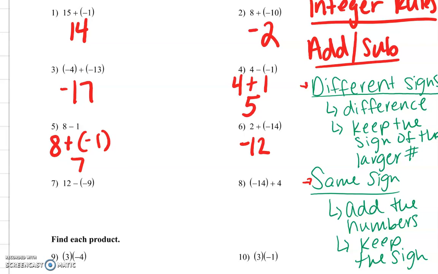Number 7, we have to change our way of thinking. So on number 7, we have 12 plus the opposite of negative 9, which would be positive 9. And now I have the same sign, so I'm going to add those numbers and keep the sign that I have. 12 plus 9 would be 21, and they're both positive, so my answer remains positive.